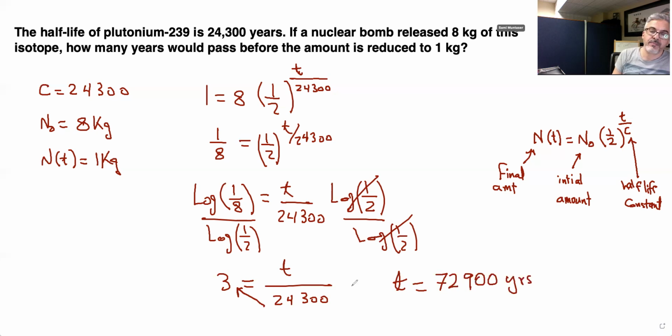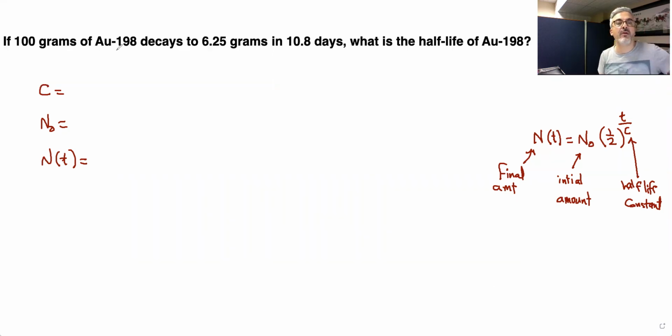Wow. So we're going to move on to another question. If 100 grams of Au-198 decays to 6.25 grams in 10.8 days, what's the half-life of the substance? Okay, so here we're looking for the half-life.